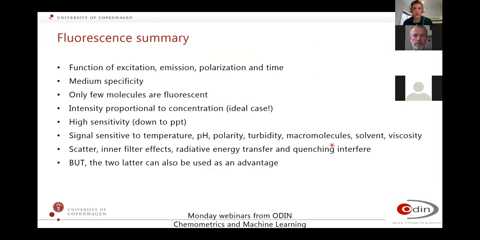So a summary of what I've been talking about so far. You can measure the fluorescence as a function of excitation, emission, those that have gone in more detail.